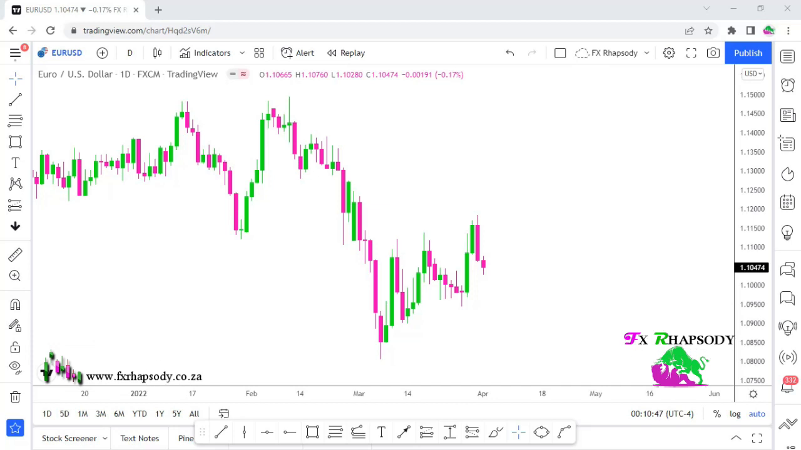Today we're going to be doing two more pairs. It's going to be the Euro USD dollar and also the dollar Japanese yen.